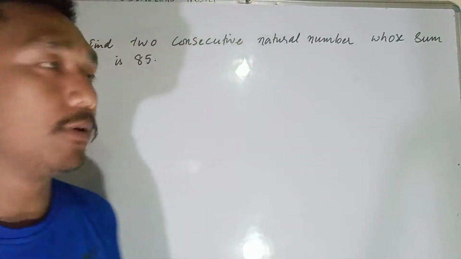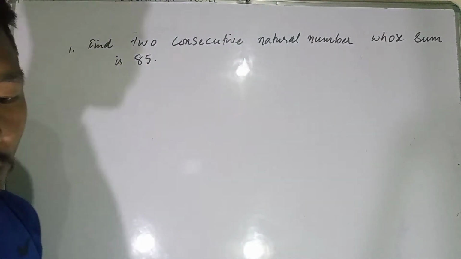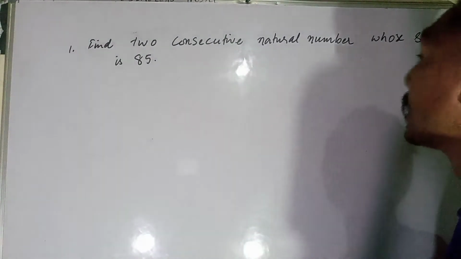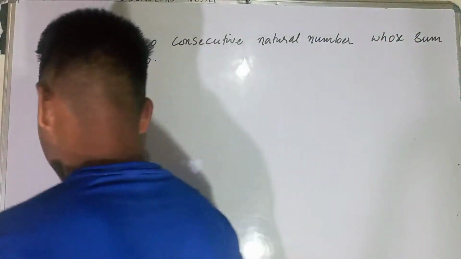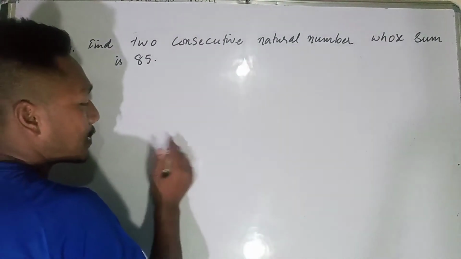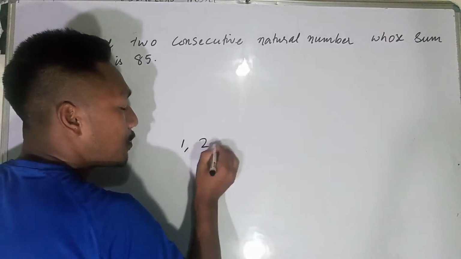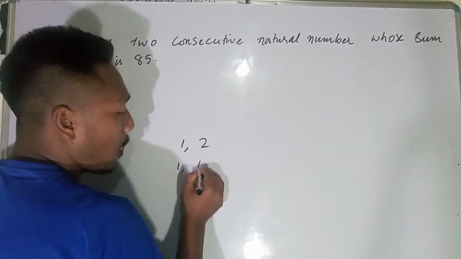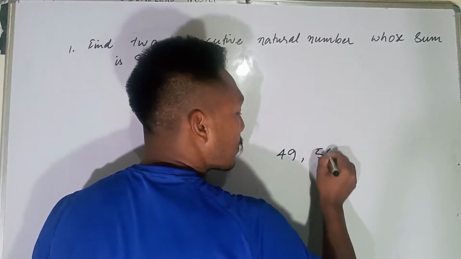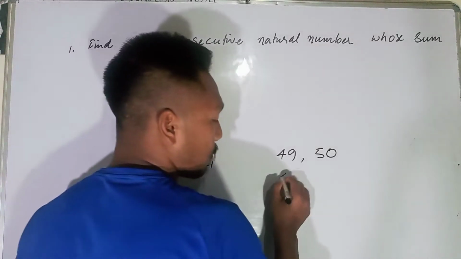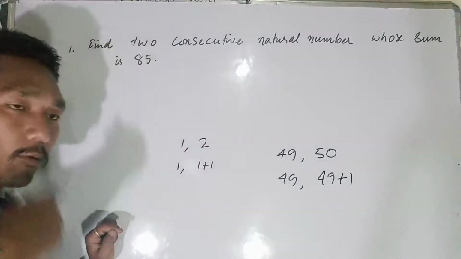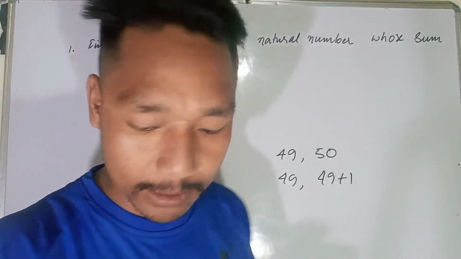Find two consecutive natural numbers whose sum is 85. Let the two natural numbers be... what are consecutive numbers? If one number is 1, then another number will be 2, that is 1 plus 1. Say 49, the next number is 50. These are consecutive numbers. So this is 49 and this one is 49 plus 1. Adding one each time is what we call consecutive numbers.